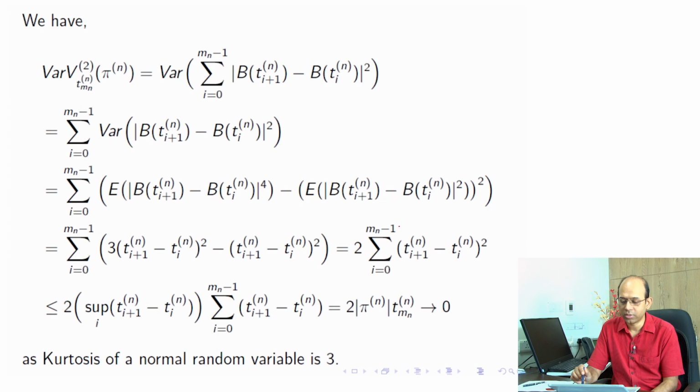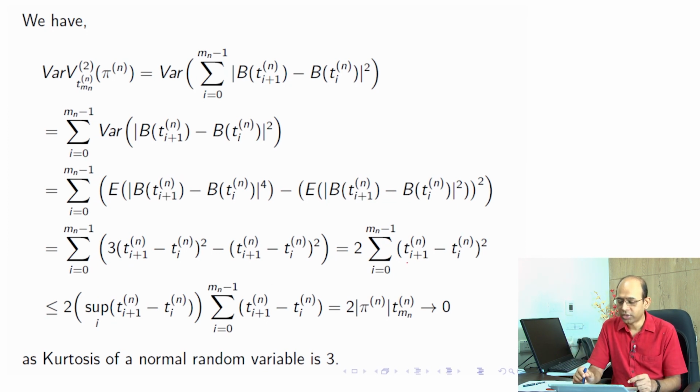and then the sum over i equals 0 to m_n minus 1. This summation is already there. So what is this value? This value turns out to be very, very small as n tends to infinity. Why is it so? Because as n tends to infinity, this m_n is also increasing, I understand, because more and more partition points are appearing inside.